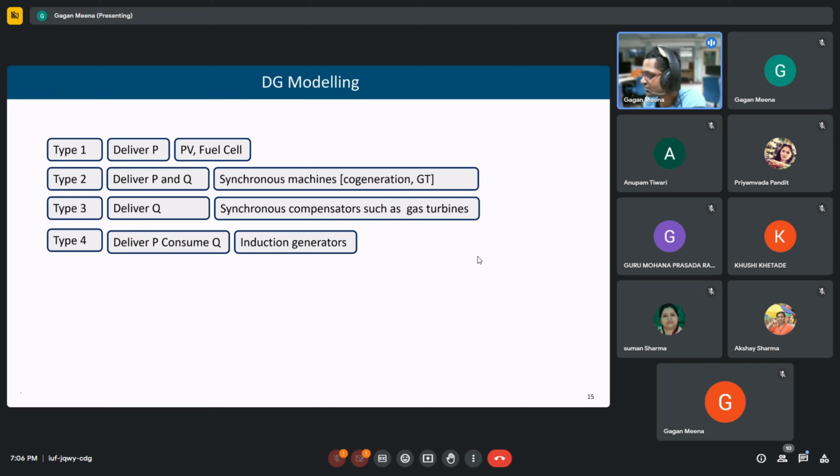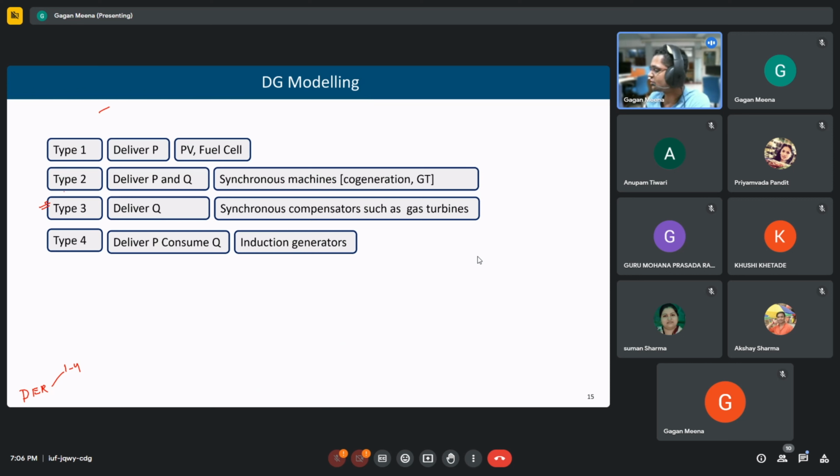Then the available distributed energy resources can be divided into 4 types. So these are the 4 types. Type 1 delivers only active power, such as solar PV and fuel cell. They only deliver active power. And type 2 delivers P and Q, just like conventional synchronous machines, cogeneration, gas turbines.